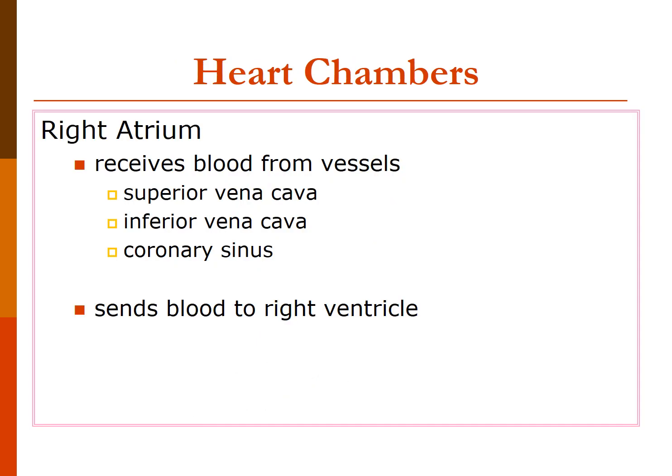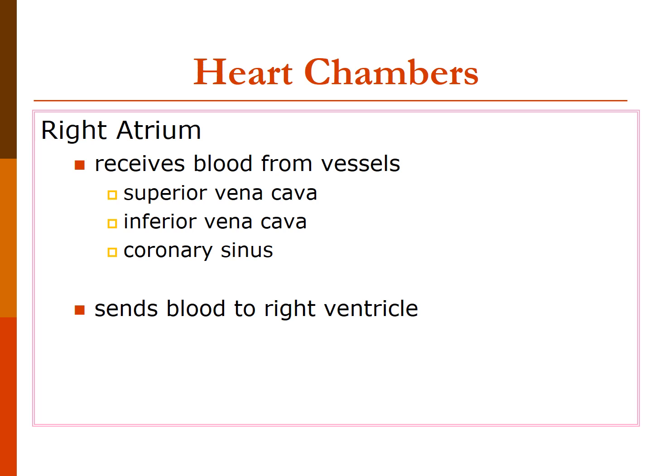The right atrium receives blood from the following vessels. The superior vena cava is a large vein that's draining blood from your head, your neck, your arms, and shoulders. Blood below the heart feeds into the inferior vena cava. The heart itself has its own series of arteries and veins. Deoxygenated blood drains into the coronary sinus.